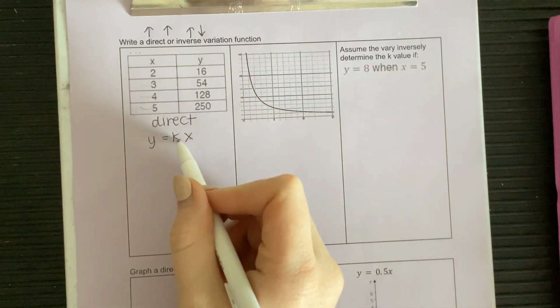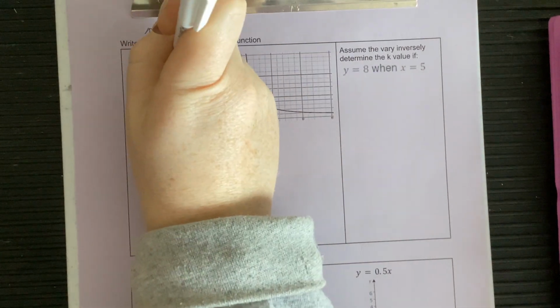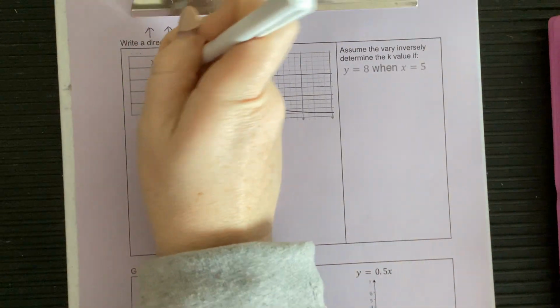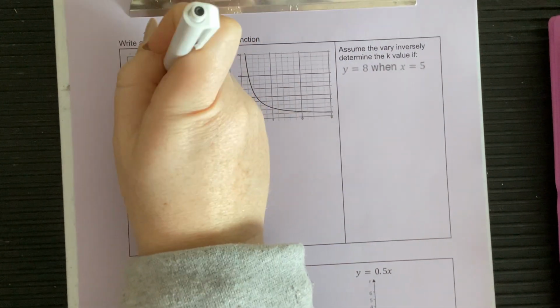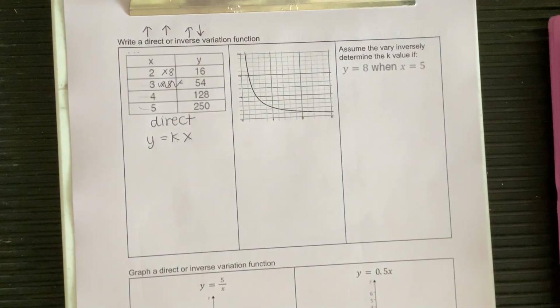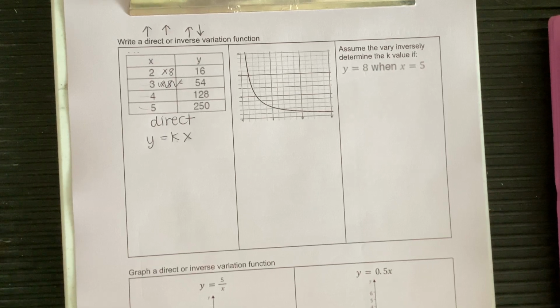So I'm thinking, x times what gives me y? Here, x times 8 gives me 16. But does 3 times 8 give me 54? No, that doesn't work. So you know it's not y equals kx. Always try your base one first, and if that doesn't work, start to manipulate your equation a little.